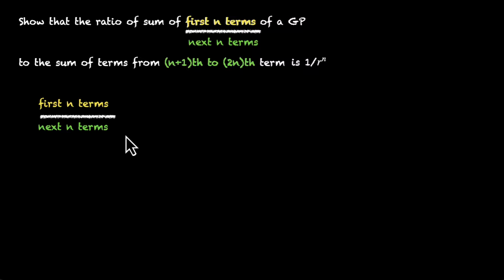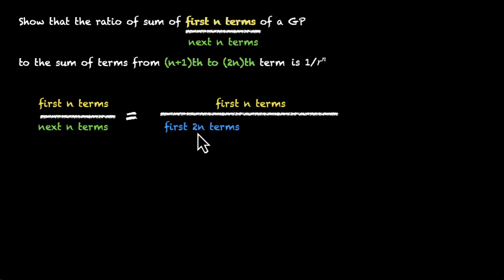Here's what we can do. We can write this as the sum of first n terms divided by, now for the next n terms, we can say that the next n terms will be the sum of first 2n terms. We can go up to 2n and then we can subtract the first n terms from it. And this was the magical step for this problem. Moving forward, we'll just plug in the formula and make sure that we don't make any silly mistakes. Okay, so let's do this.